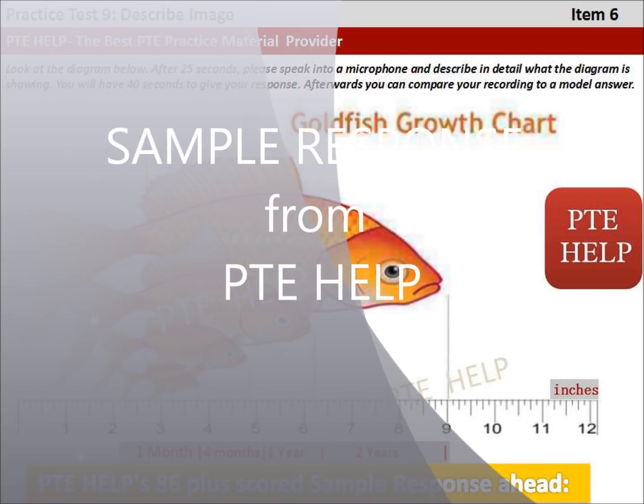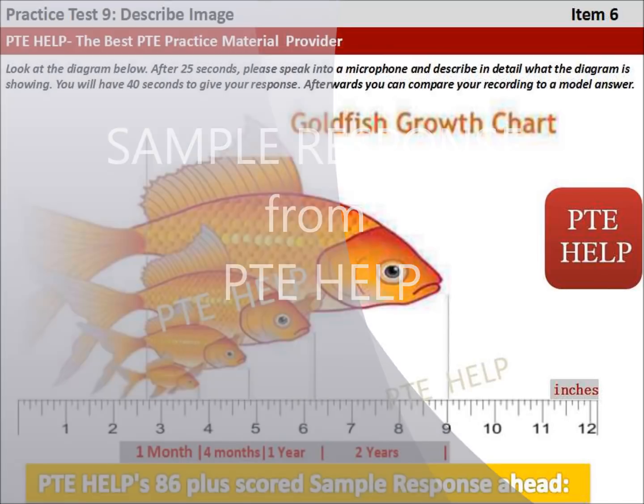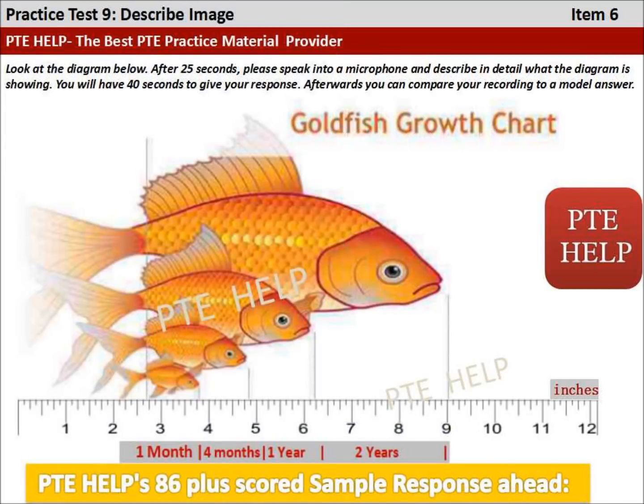PTE Help Test 10. Describe image. Sample response. This image illustrates the growth chart of goldfish. It is noticed that in the first month, the length of the goldfish remains 4 inches. After 4 months, the growth of the goldfish reaches 5 inches.